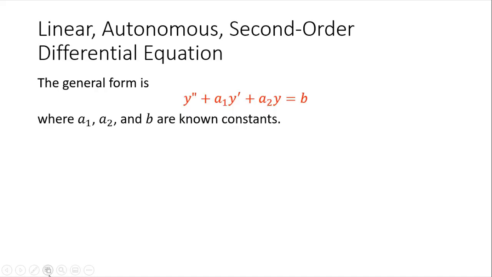So this is the general form, where we have y double prime plus a1 y prime plus a2 y equal to b. Remember this is linear because y, both the original y and also the derivatives, are all with degree 1. It is autonomous because we don't have the variable t explicitly in this equation, and it is second order because the highest derivative is the second derivative, which is this one. And of course a1, a2, and b are all constants.